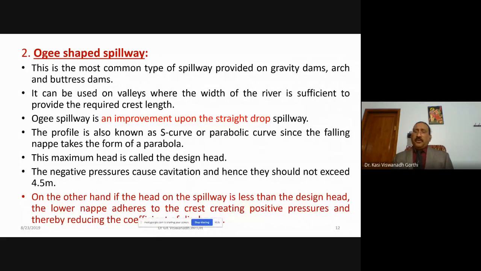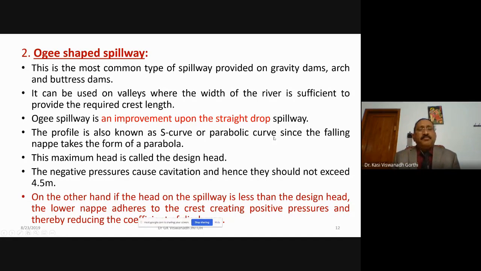So in addition to providing the non-overflow portion of the dam, we need to have this overflow portion of the dam also. So if the length of the crest is more, what will happen? The length of the crest multiplied by the height gives you the cross-sectional area of the flow passage, multiplied with the velocity of flow gives you the discharge. So this spillway must be able to discharge the maximum estimated flood which is coming into the reservoir to the downstream portion. So you must have sufficient length of the crest.